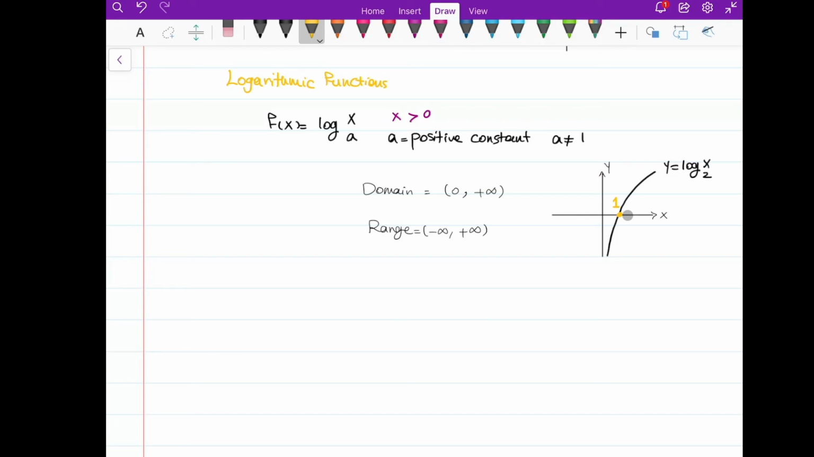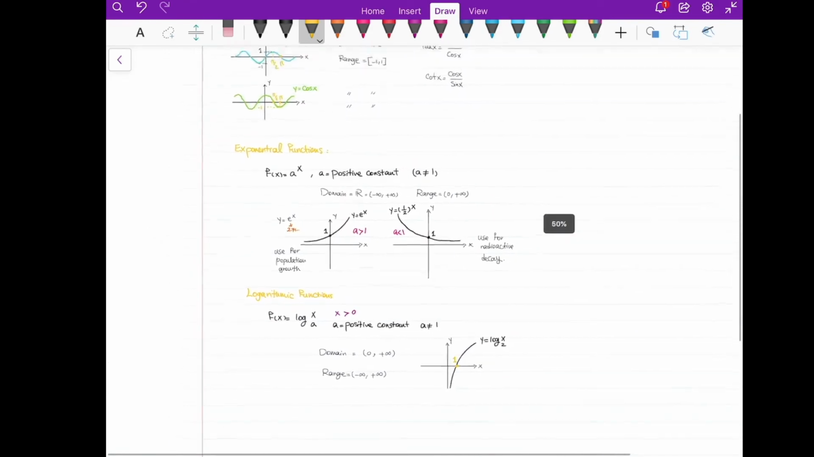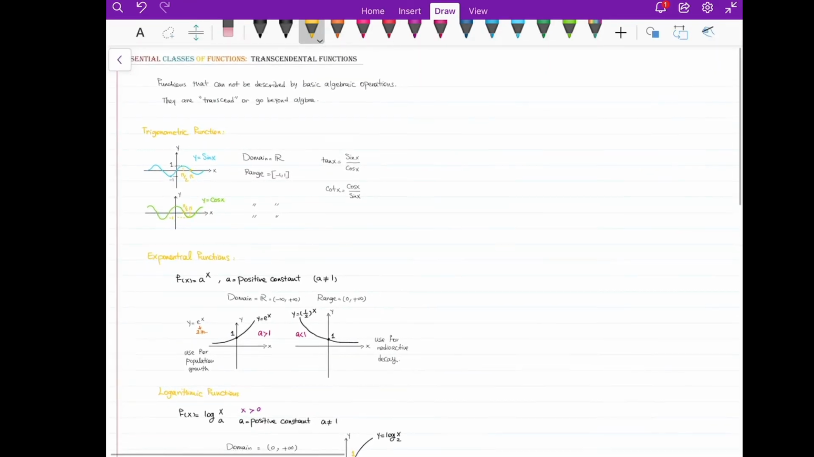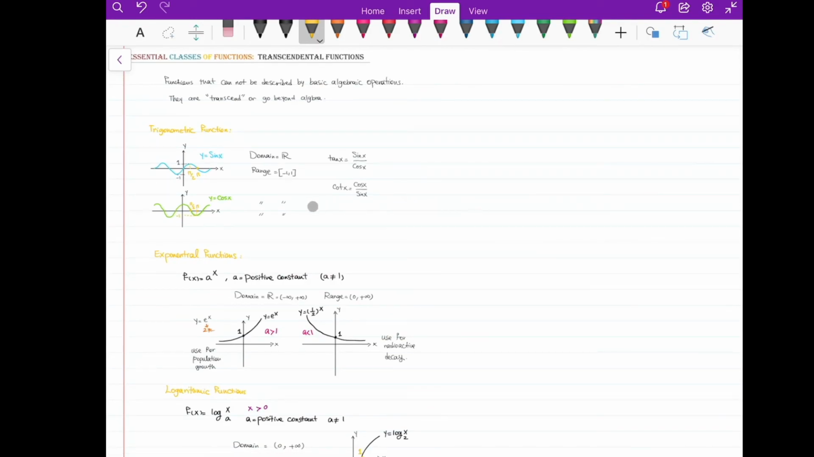Okay, I'm going to cover logarithmic functions later on in the next videos. I just wanted to cover these three transcendental functions. As you see, trigonometric functions, exponential functions, and logarithmic functions cannot be described using algebraic operations, plus or minus or subtraction of polynomials.